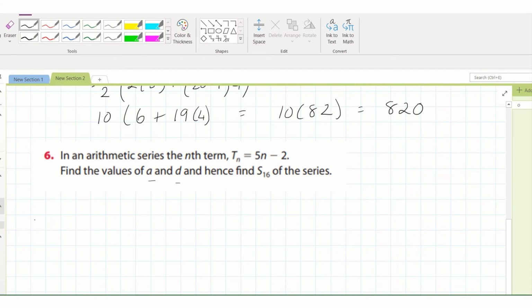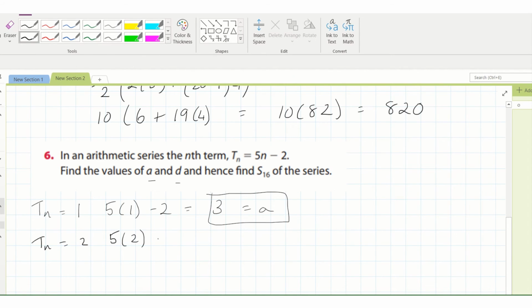Okay, so we're going to go ahead and find the first term by saying that n is equal to 1. Therefore, 5 times 1 minus 2 will give us the first term. So that's going to give us 3. So that's a. Let's go ahead then and use the same method to find the second term. We're just going to say n is equal to 2. That means 5 times 2 minus 2 is equal to 8.